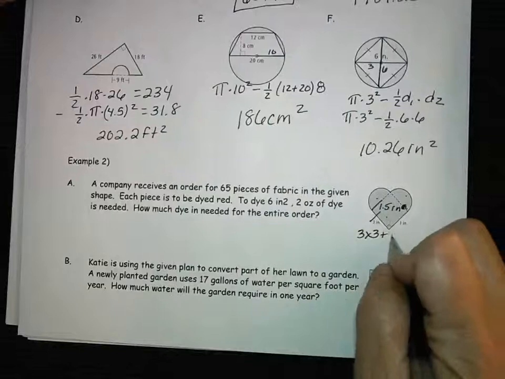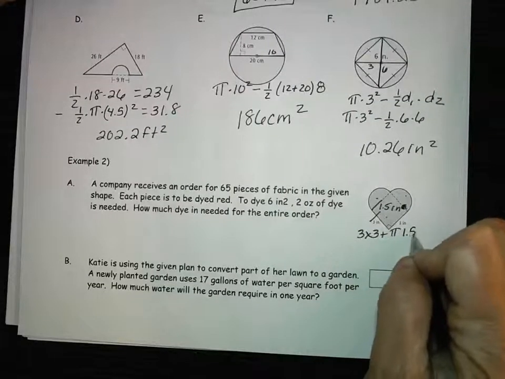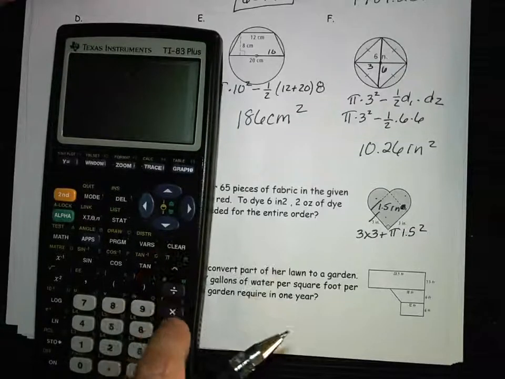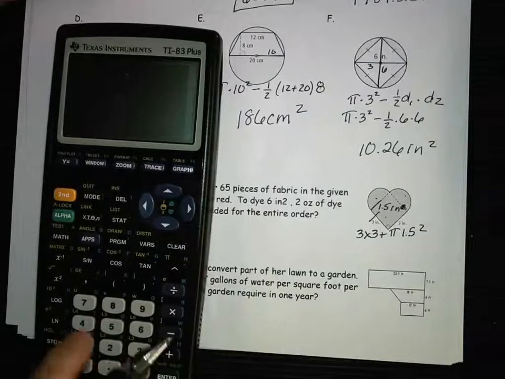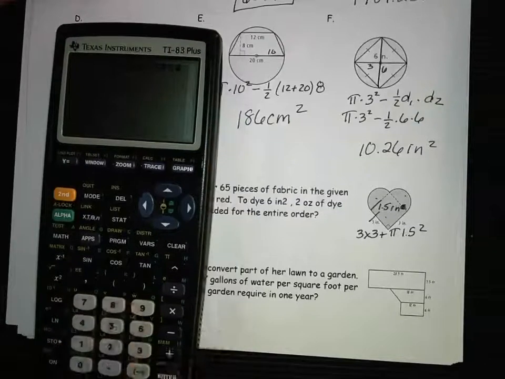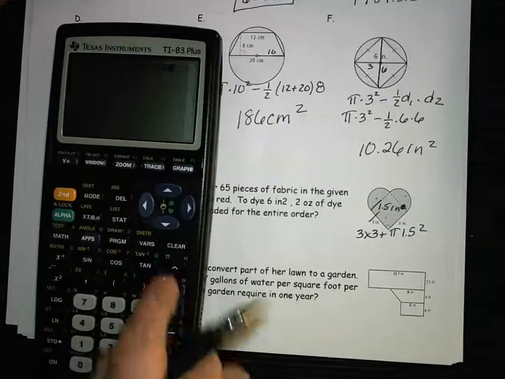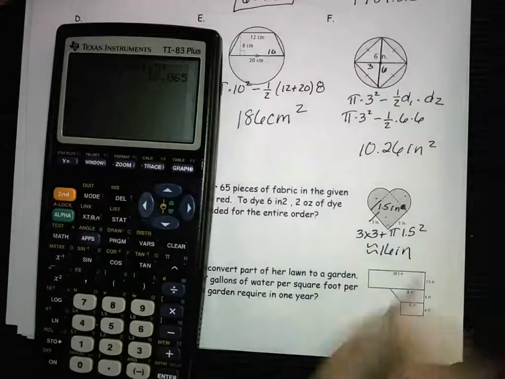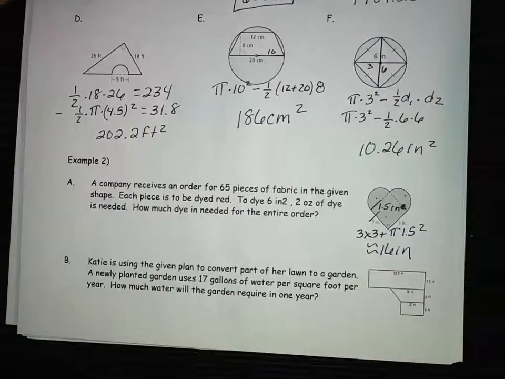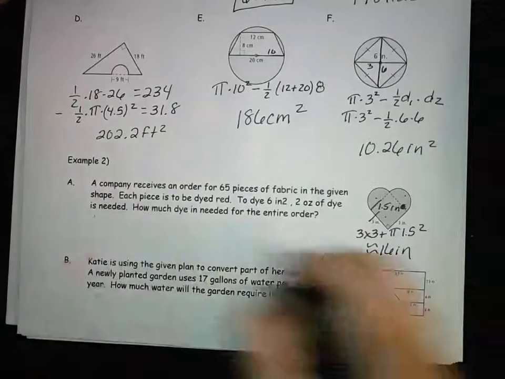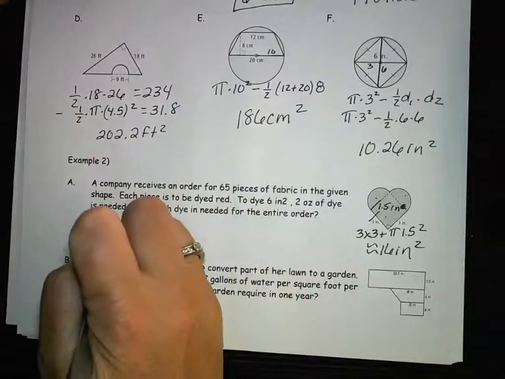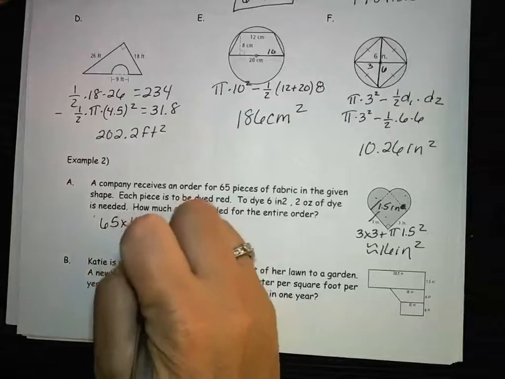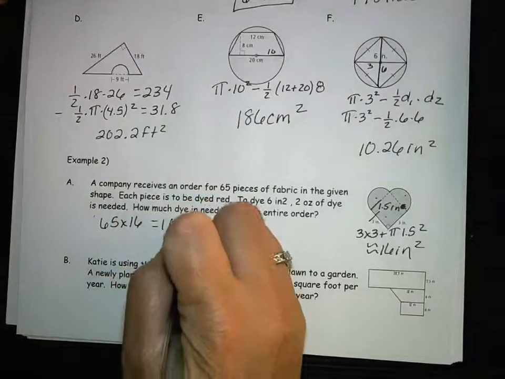So the square plus pi times 1.5 squared: 3 times 3 plus 3.14 times 1.5 squared is right about 16 square inches. So each one of these shapes is 16 square inches. Well, we have 65 of those. So 65 times 16 is 1,044 square inches.